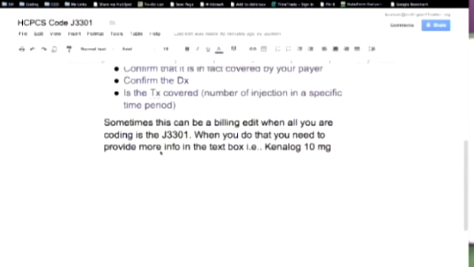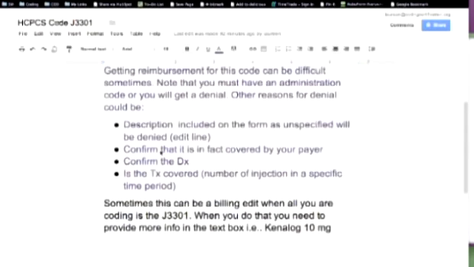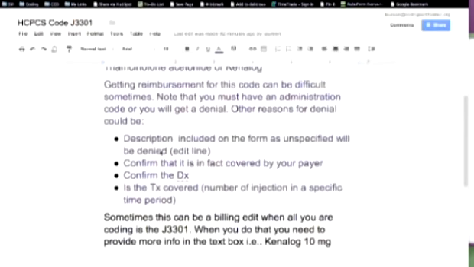Let's see, scroll back up just a little bit there. Confirm that in fact it's covered by your payer. One person had submitted a question and it stated Medicare said they weren't going to pay for that, and then another person said, but Medicare, when she called, said they would. So it probably is in fact covered, but if it's not covered, it might be because you need to confirm the diagnosis. If Kenalog is not used for the diagnosis that the patient's given, Medicare is going to boot it out, or your payer is going to boot it out.